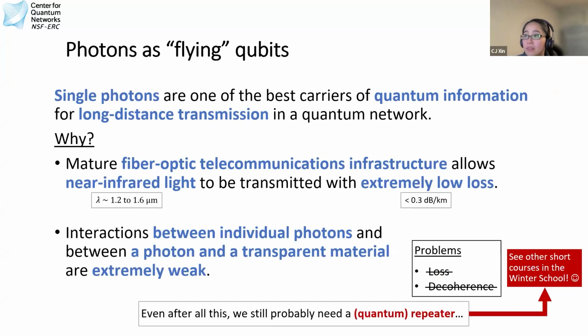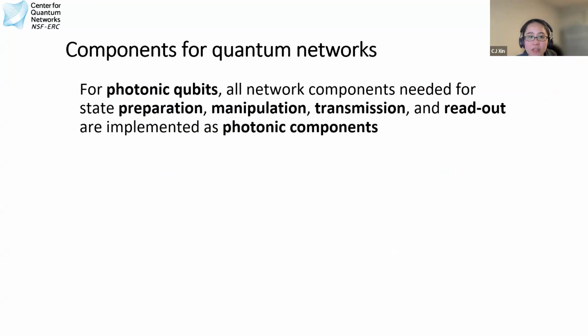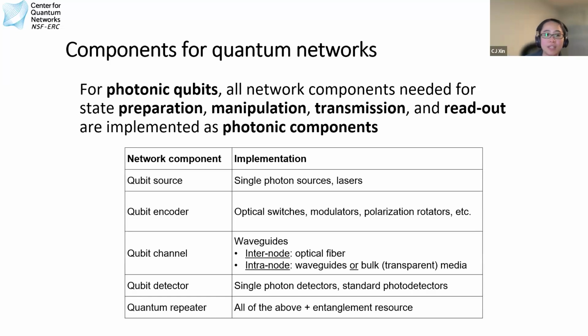So now, assuming that we are using photonic qubits for long-haul communications, that means that all the components that we need to prepare, manipulate, transmit, and also read out are implemented as photonic components. And here is a rough table of how the network components we talked about at the beginning map onto photonic devices that we already work with.